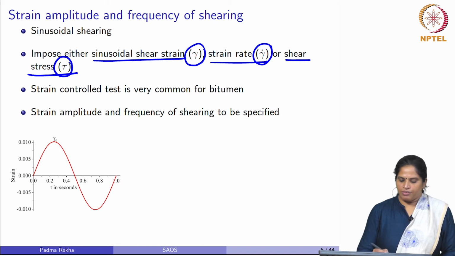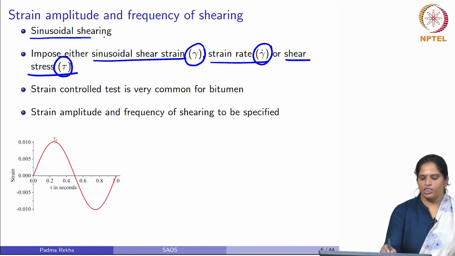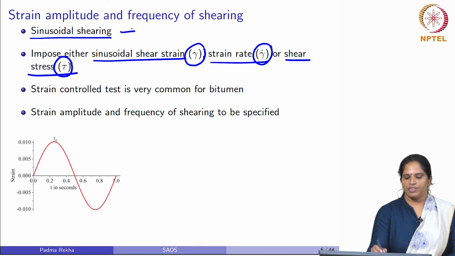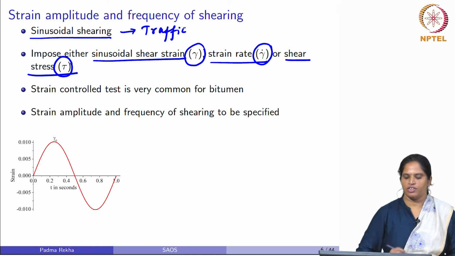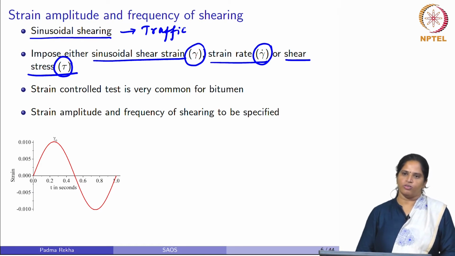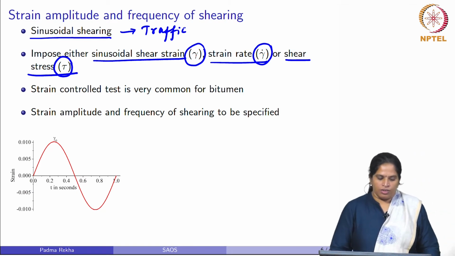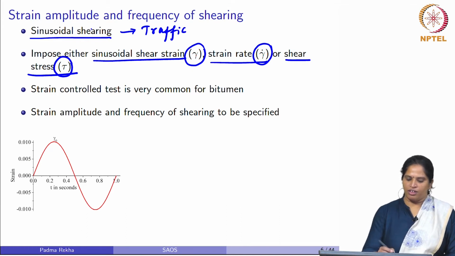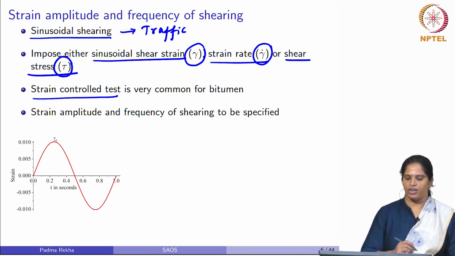Now, we give a sinusoidal shearing, because sinusoidal shearing closely simulates the traffic conditions, loading and unloading conditions in the field. So, we generally use a sinusoidal shearing for testing a bitumen. When you control a strain, we call it a strain control test, or when you control a stress, we call it a stress control test. We generally prefer strain control test for a bitumen.